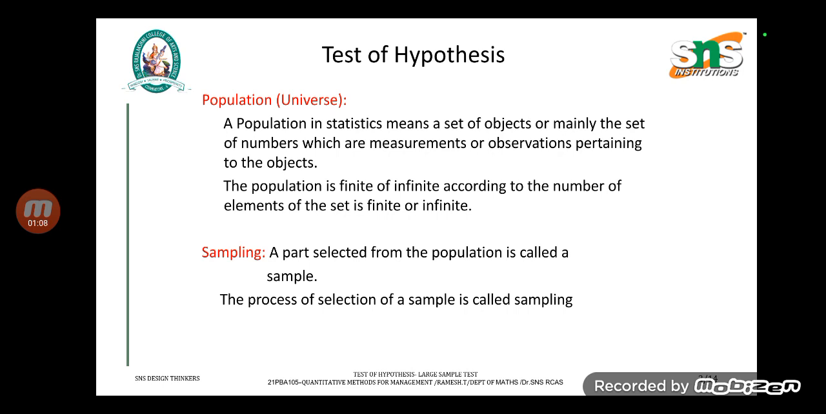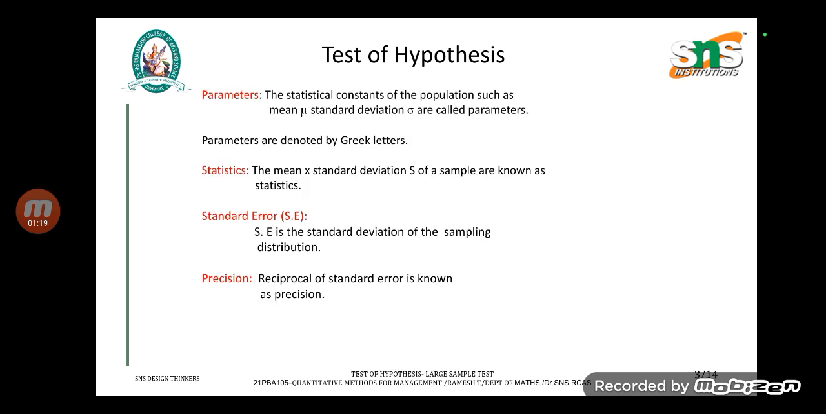Next, what is sampling? A part selected from the population is called a sample. So what is the process of selection? That selection is called sampling.